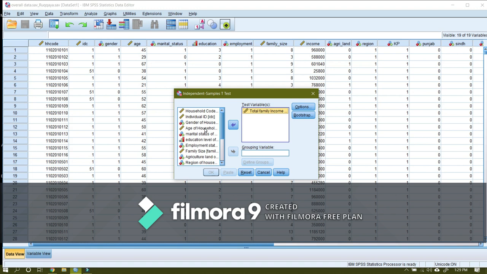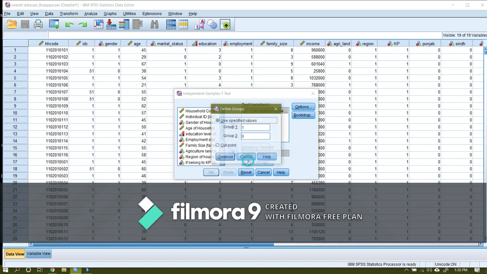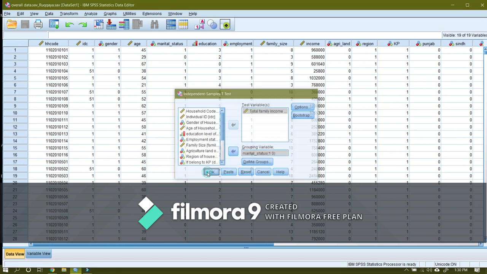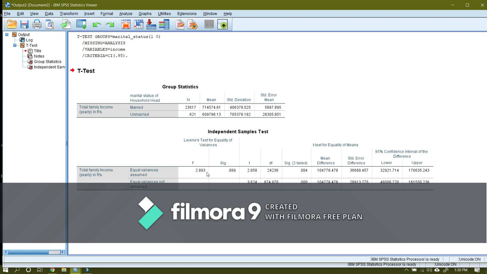Let us suppose one is male and female, and one is marital status. So let me check this. I will move it here, then I will define the groups, and I write 1 or 0, and I can also write 0 and 1. Continue. Now here is the result, that is the output.